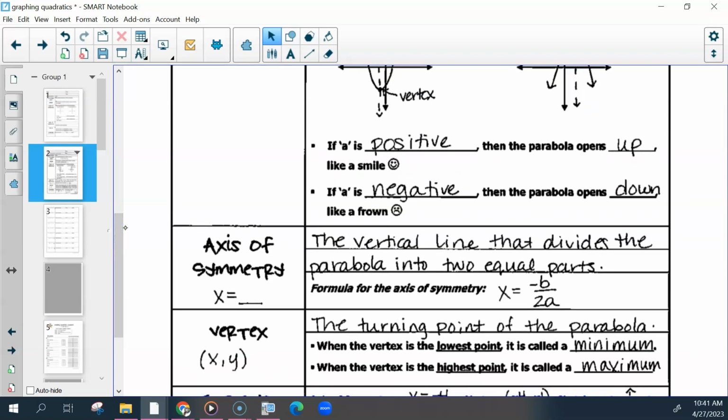Okay. The other characteristic is a vertex. That's your turning point. So basically where it goes up and then comes down, or goes down and then goes up. And that's either going to be the lowest point or the highest point.